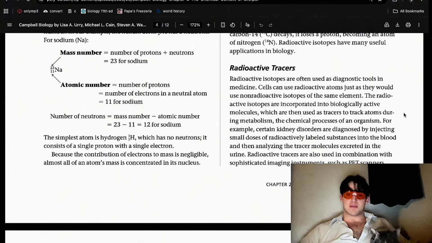The radioactive isotopes are incorporated into biologically active molecules. I'm guessing that's being done with the diagnostic tool, which are then used as tracers to track atoms during metabolism, the chemical processes of an organism. Is that what metabolism is? Is metabolism just chemical processes that an organism undergoes? I thought metabolism was like the conversion of nutrients into other nutrients.